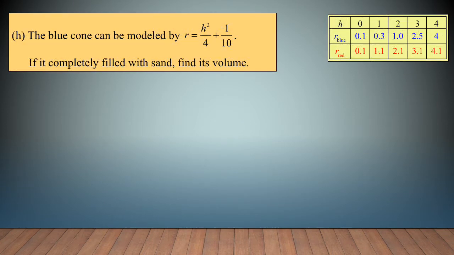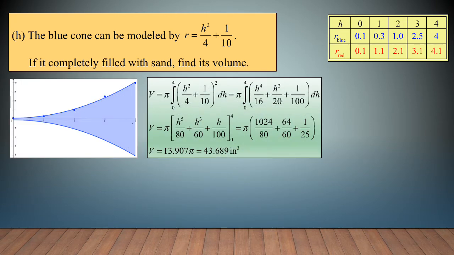In H, you are told that the blue cone could be modeled by r equals h squared over 4 plus 1/10. If it is completely filled with sand, find its volume. We can see by the graph that the points do a good job of approximating the radius, or perhaps the model, h squared over 4 plus 1/10, does a good job of modeling the actual points. We're not quite sure of which one is accurate.